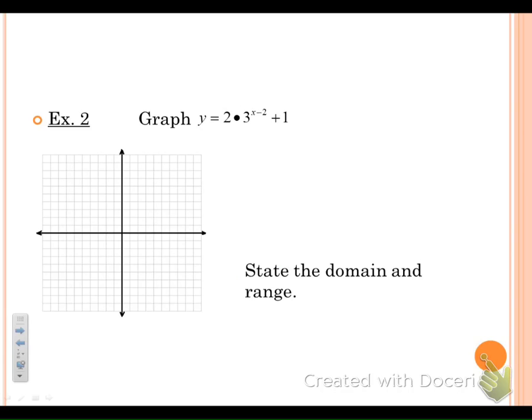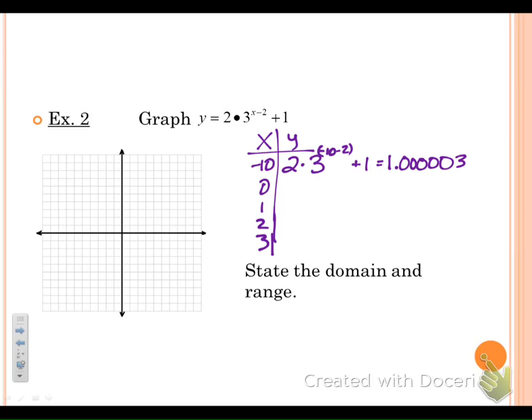We're going to do the same T chart, where we're going to plug in -10, 0, 1, 2, 3. -10 helps us figure out where's that asymptote. 0, 1, 2, 3 help us figure out, okay, what's the rest of this graph looking like? So exponent first, -10 plus 2. My bad, not plus 2, it should be -2. Take 3 to that power, multiply by 2, and then add 1. So we get the following points and we graph them.